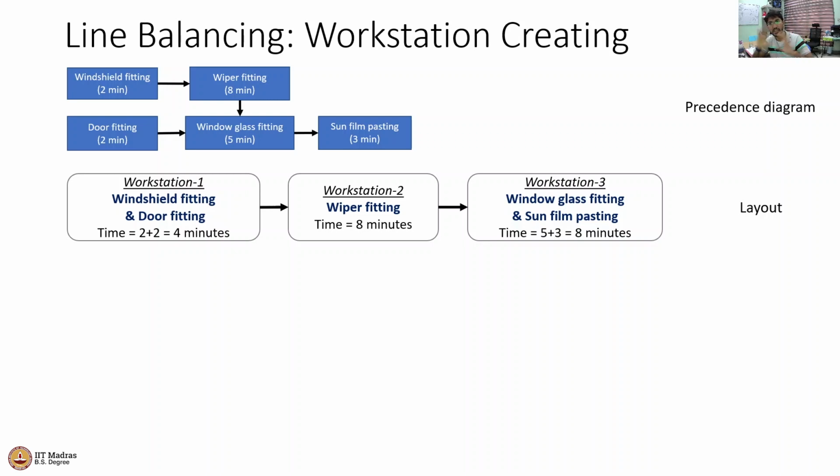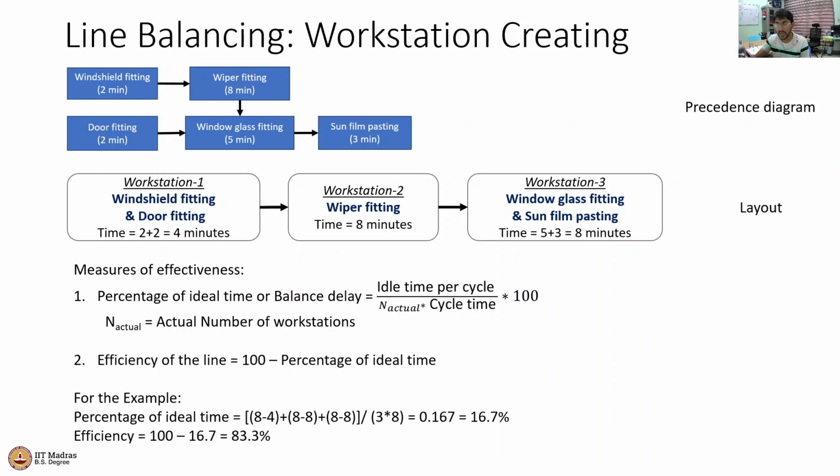Right? So in 3 workstations, I have completed my activities. This is a grouping that meets my precedence that I have got in 3 workstations. How efficient is this? That is where the concept of balance delay comes. Balance delay, or the percentage of idle time, is basically going to tell you how much idle time, as compared to your total time, is present in the system.